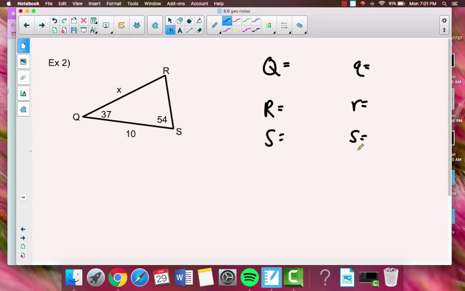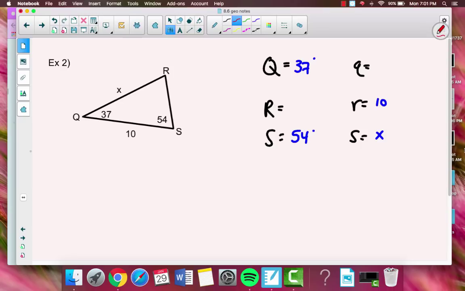And remember, the goal is to see if I have a full row of information. So I'm going to fill in what I know from my picture. So in my picture I know angle Q is 37, and I know that angle S is 54 degrees. And I know little s is the x, okay, so that's across from it. And I know little r, because it's across from angle R, is 10. But right now I don't have a full row, so that's a problem.